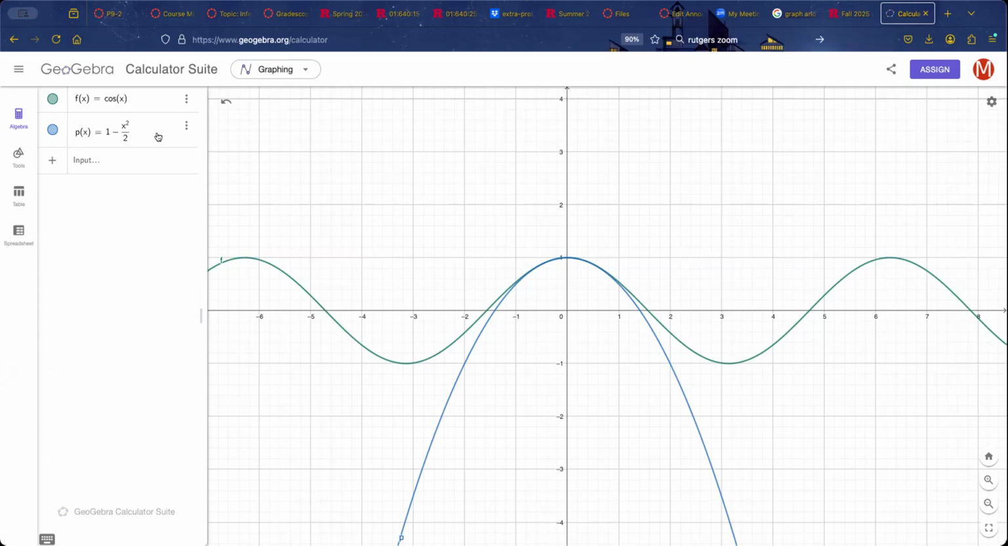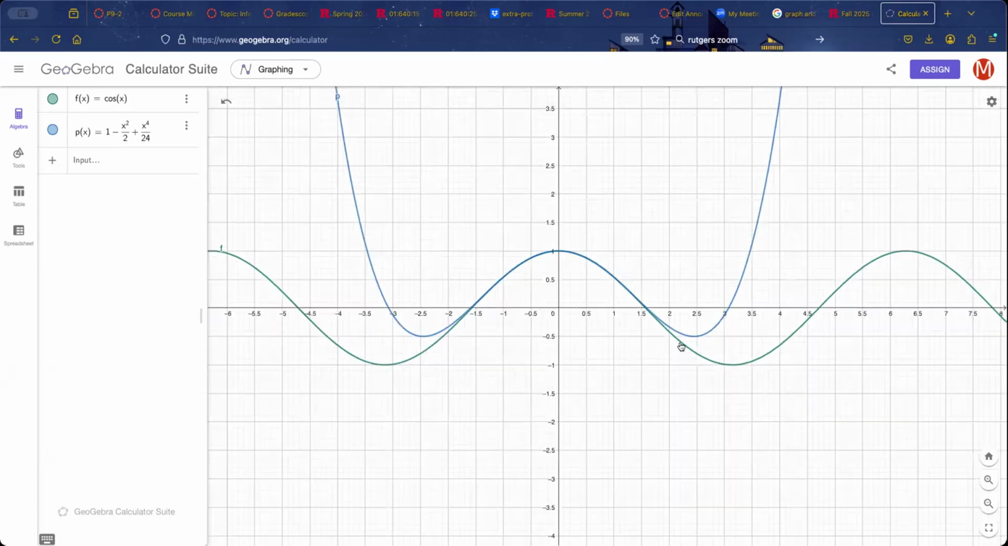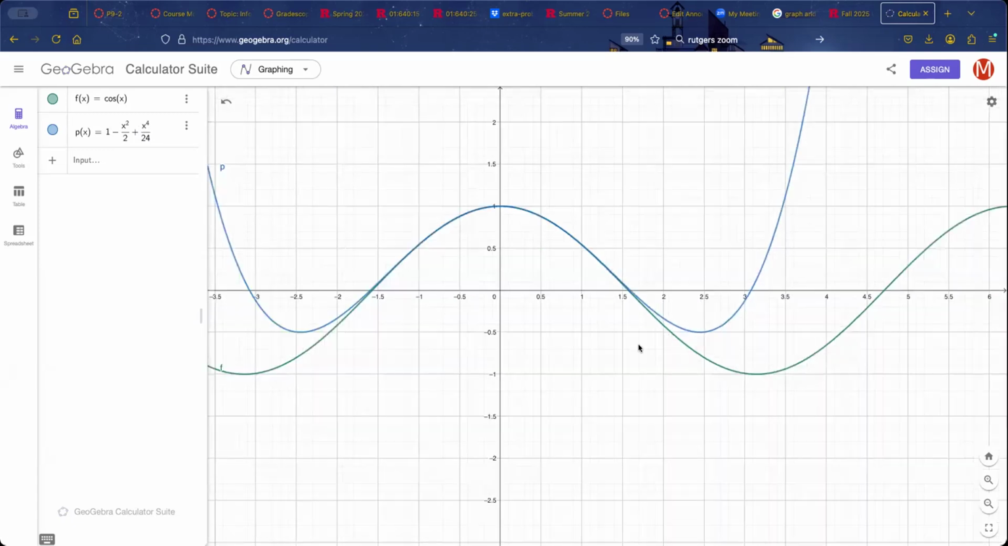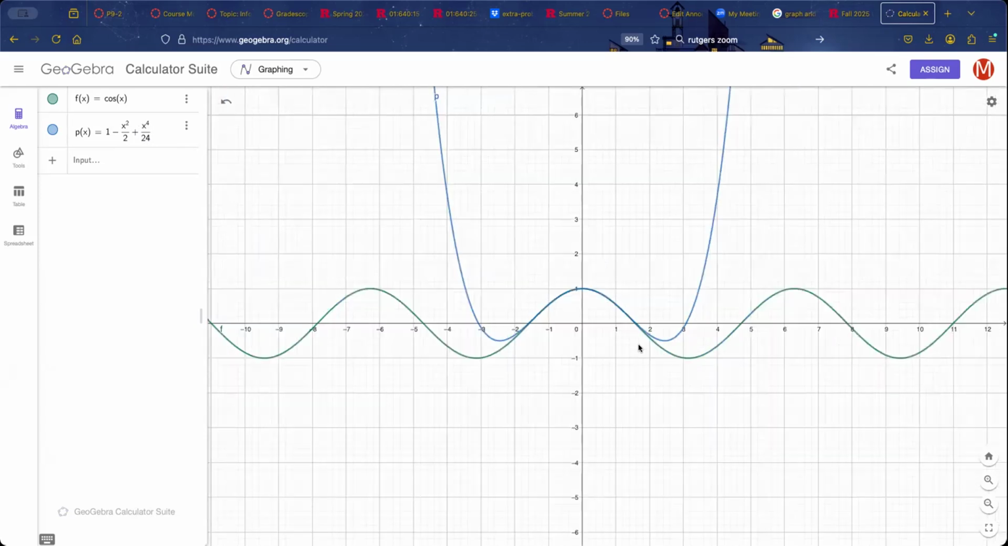And then what was it? x to the 4 over 24, plus. Okay. So that's how it looks now. It wanted to adjust for the fact that the concavity is starting to change. So you see the polynomial does a turn now.